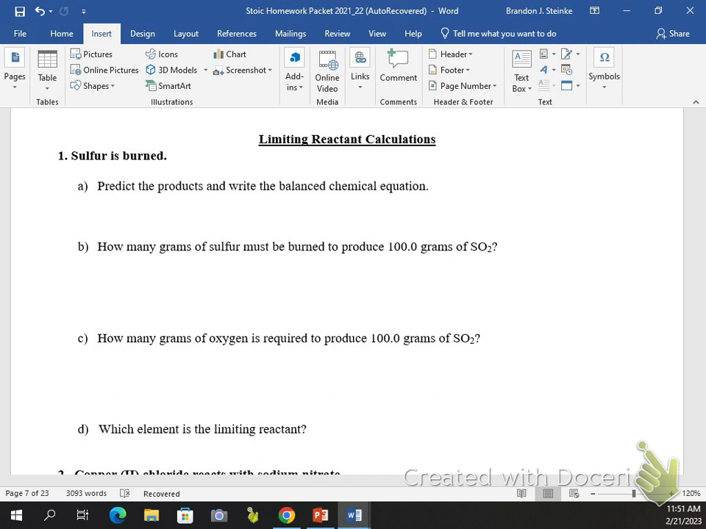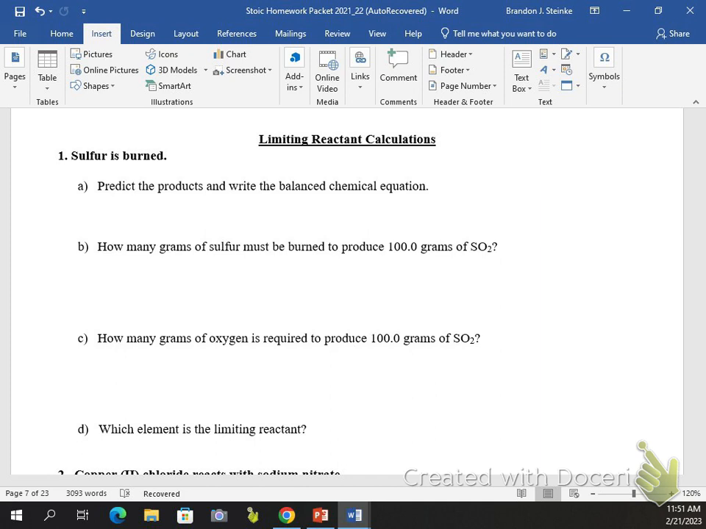So if I look at this question, it's going to look very, very similar to what we've done. I've told you this before, it's the same math. You're not learning any new math today. What you're learning is a different way to use that math. All right? So the question is, sulfur is burned. We need to eventually get to letter D where it says, which element is your limiting reactant? So the question really is, when this reaction happens, which one of my reactants is going to be used up, therefore stopping the reaction? Because if you have 0 of a reactant, you're done.